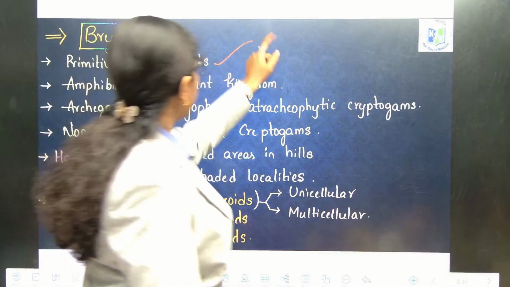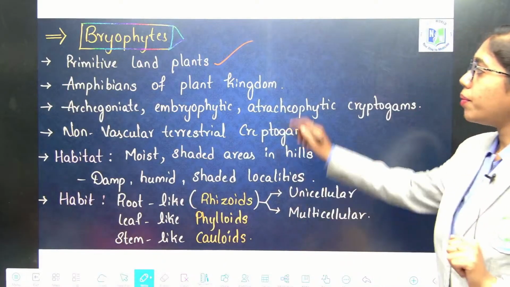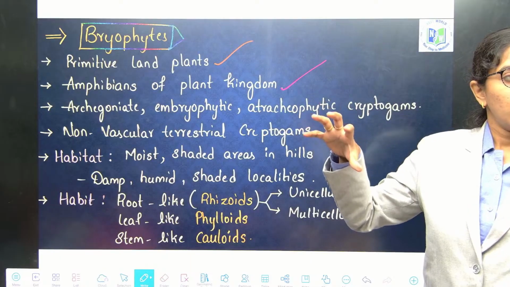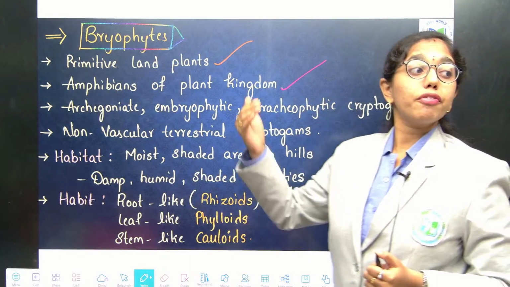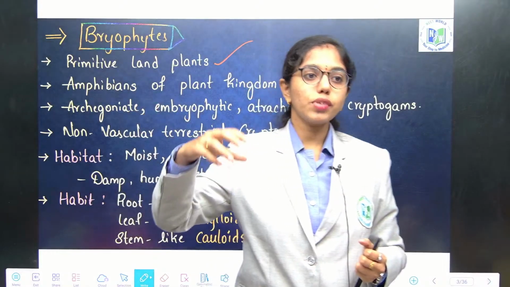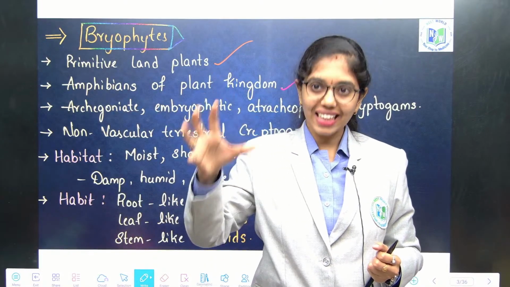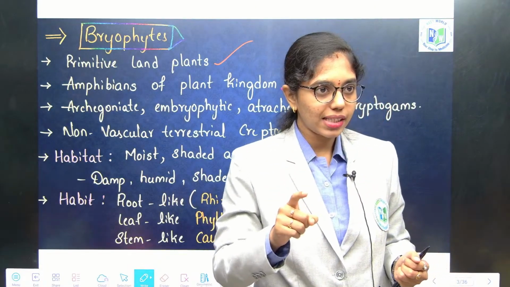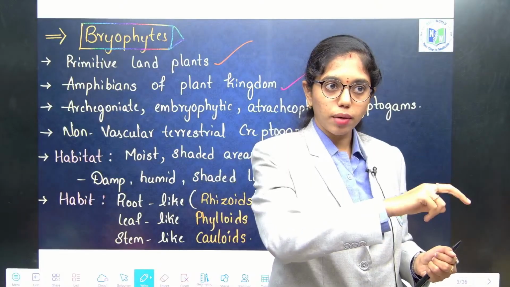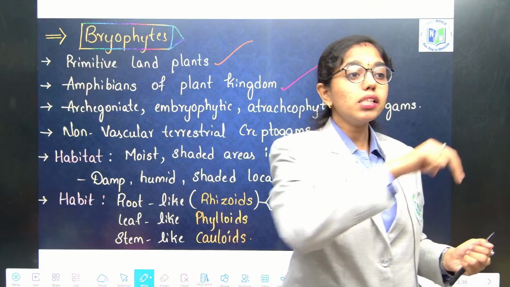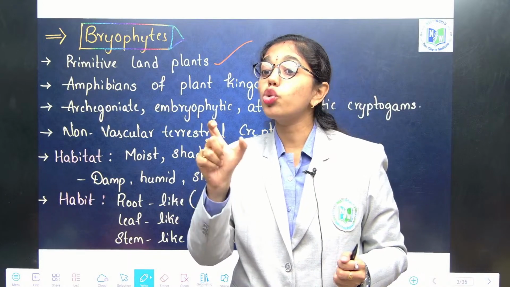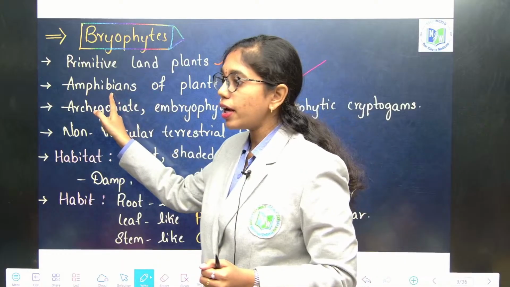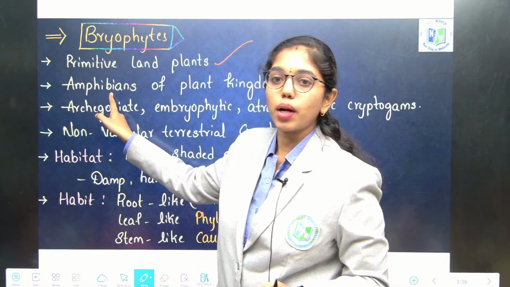These are the primitive land plants, the amphibians of the plant kingdom. Why are they known as amphibians of the plant kingdom? They are dependent on water for fertilization. The antherozoids, which are the male gametes stored inside the antheridium, are released into the water body. Antherozoids are mostly biflagellate. They will swim all across the water bodies and reach the egg cell. This fertilization process is known as zooidogamous oogamy. As it is dependent on water for fertilization, these are known as what?